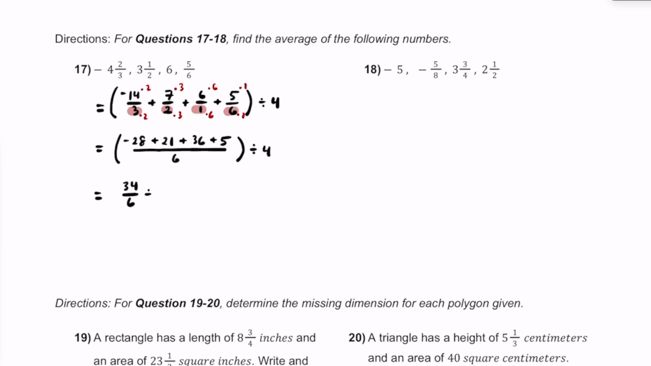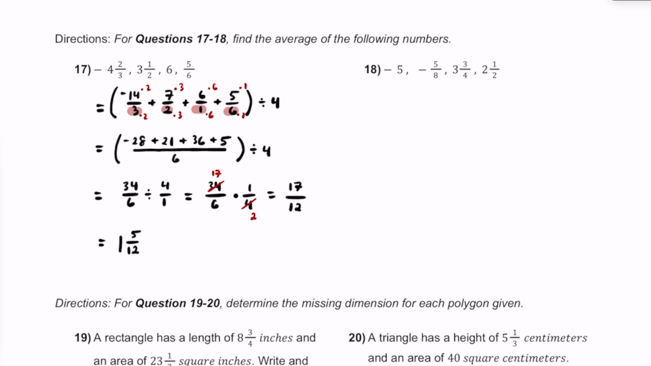But when you divide by 4, we're really going to say it's multiplied by 1 over 4, right? So rewriting this as a multiplication problem, this is going to be 34 over 6 times 1 over 4. Then we can go ahead and, before we multiply, cross cancel. We can divide these both by 2, so this will be 17 and 2. And then so on the top, we have 17 times 1, which is going to be 17. On the bottom, 6 times 2 is going to be 12. So we're looking at a final answer here where the average of these 4 fractions is going to be 1 and 5/12.